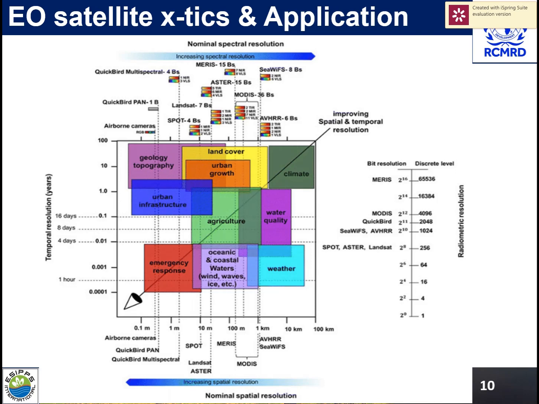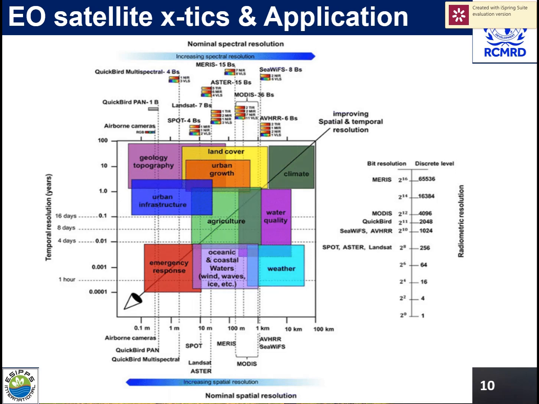Urban infrastructure requires data with a higher spatial resolution so that you can distinguish different objects, the houses, the roads, and so forth. And a slightly low temporal resolution, but with a high spectral resolution and a high radiometric resolution.